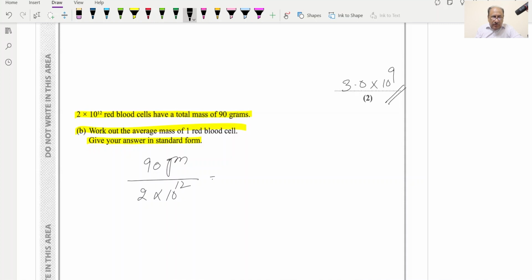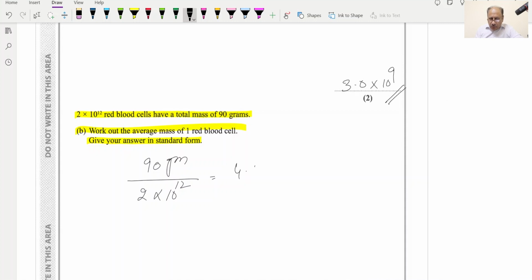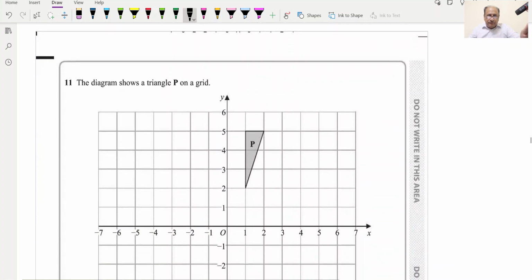So we will divide by the number of blood cells, and this will be equal to 90 divided by, we can write in fraction, 90 over 2 into 10 raised to the power 12, and this is equal to 4.5 into 10 raised to the minus 11. This will be the final answer for this question. So we can write here 4.5 into 10 raised to the minus 11. This will be a 2-mark question. Hopefully you understood this.